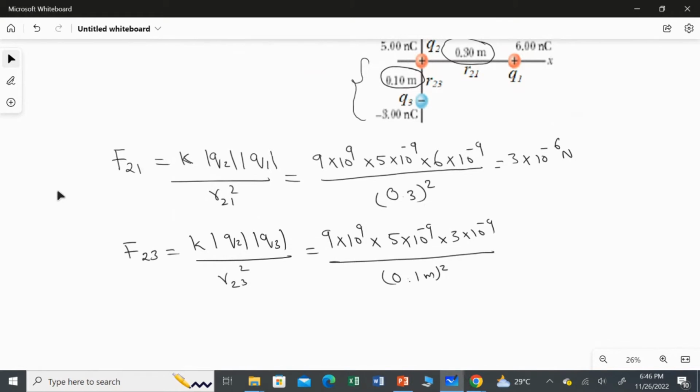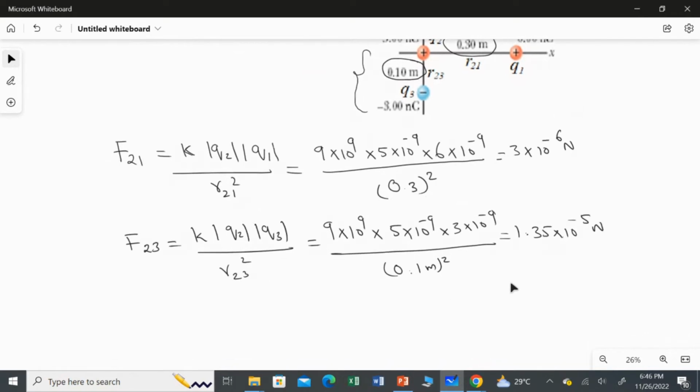10 power 9 multiplied by 5 10 power minus 9 multiplied by 3 10 power minus 9 over 0.1 square. I got 1.35 multiplied by 10 power minus 5. Okay. Now we are going to find its magnitude.